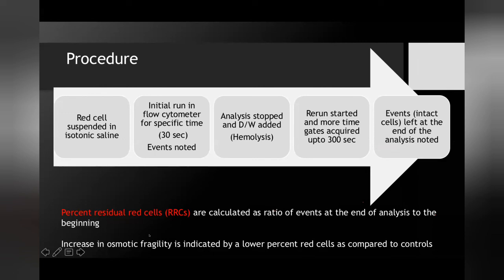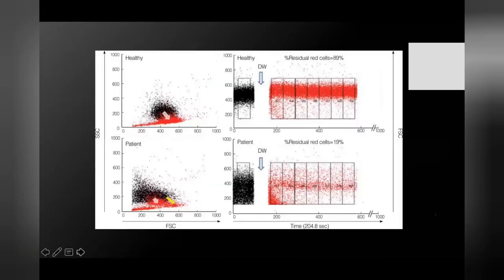So then we see the number of events left at the end of analysis. The number of events left at the end of analysis are the residual cells. Then we calculate the percent residual red cells, which is the ratio between the number of events at the end of analysis to the beginning of analysis. The more the residual red cells, the less osmotically fragile these cells are, and the less likely hereditary spherocytosis. Next, please.